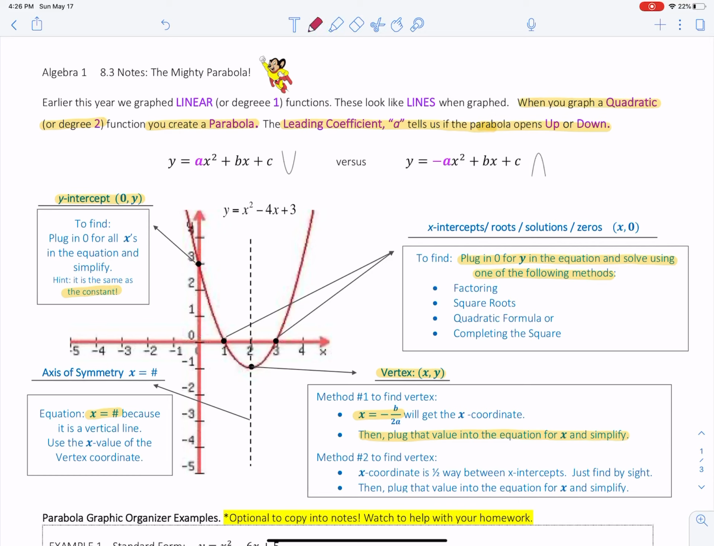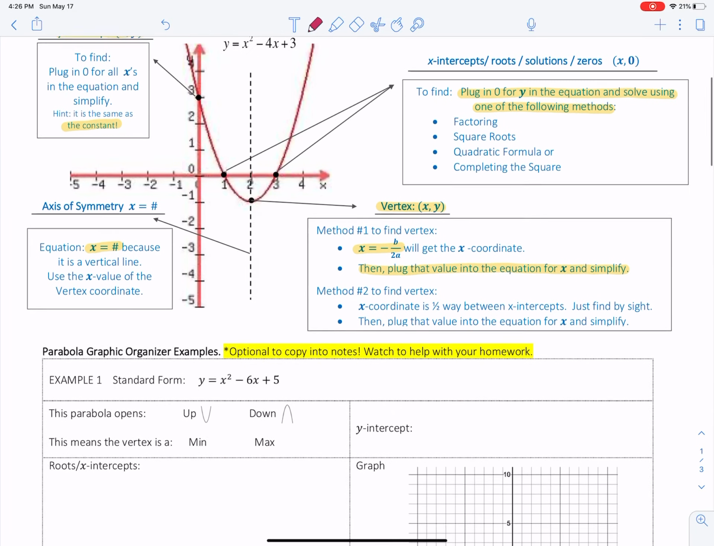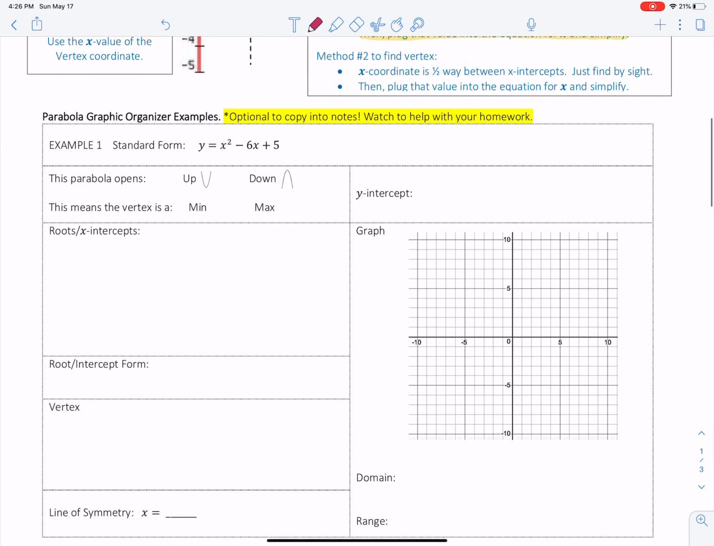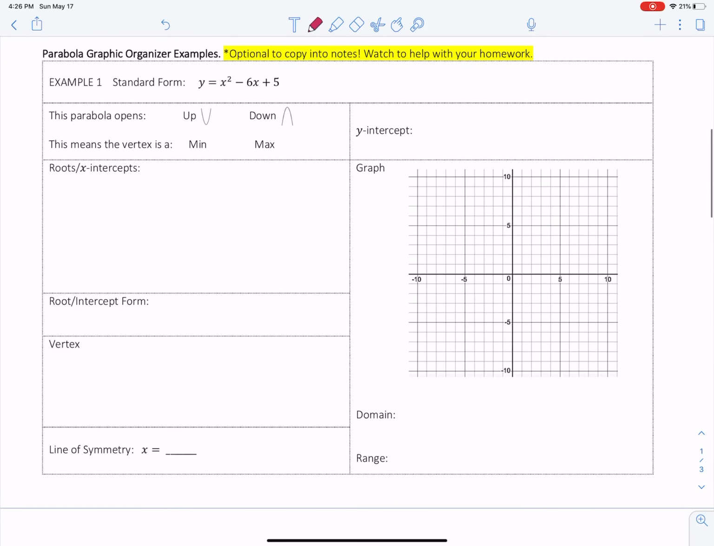Okay, so for the next part, you're more than welcome to just watch, but if you want to, you can copy these into your notes. So example number 1, y is equal to x squared minus 6x plus 5. Let's first take a peek at this leading coefficient. This leading coefficient at the beginning is positive, meaning that this is going to open up. It is going to be a minimum. Every time it opens up, it is a minimum, and that's all because it is a positive up there.